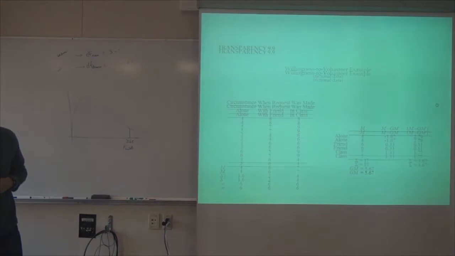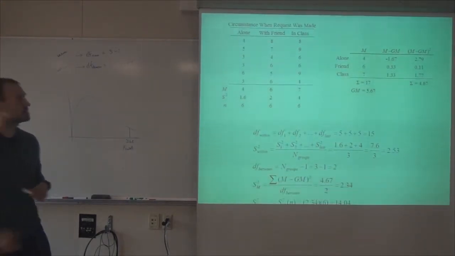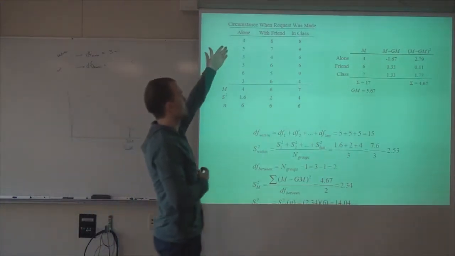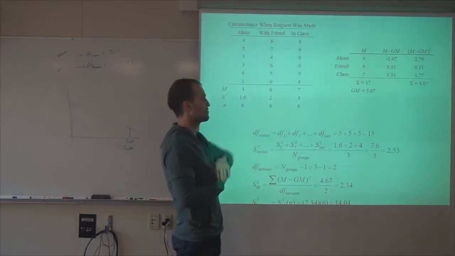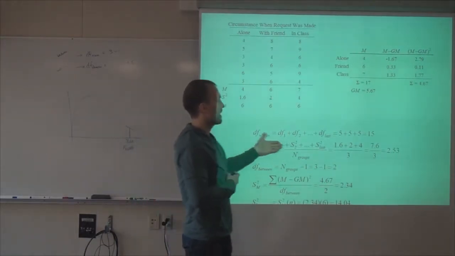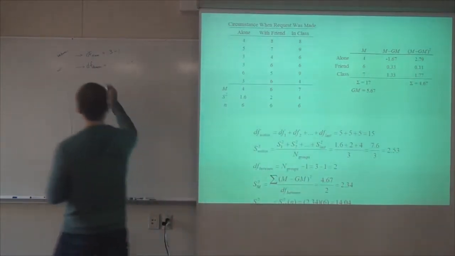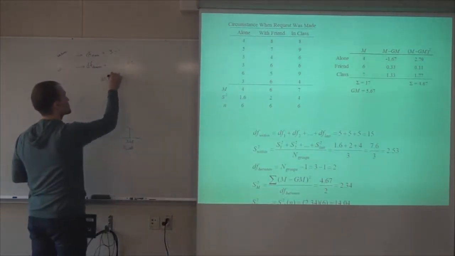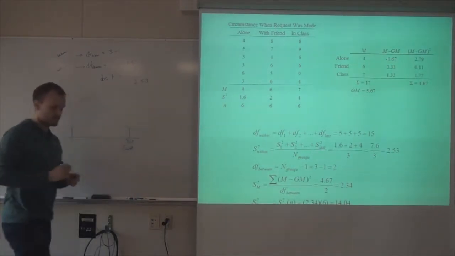Well, I have my sample values here. Calculate the variance for each one, same as we've done many times before. Average them out to get 2.53. So my observed F is going to be over 2.53.